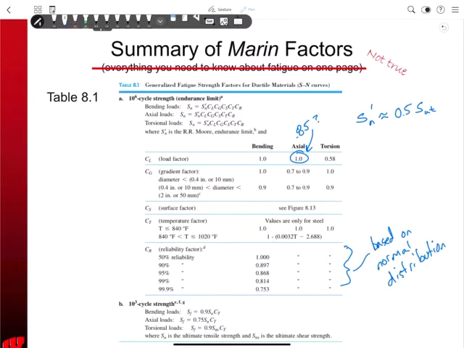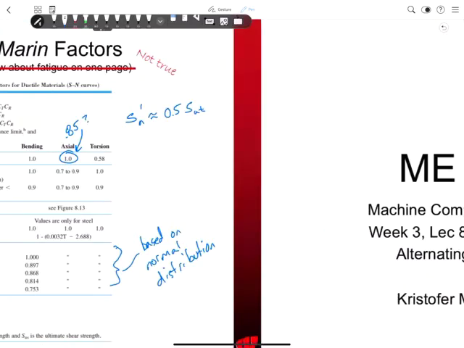So this is kind of the summary of all the Marin factors, or fatigue strength modifying factors, that reduce the lab-based endurance strength down to what our actual component should be based on.